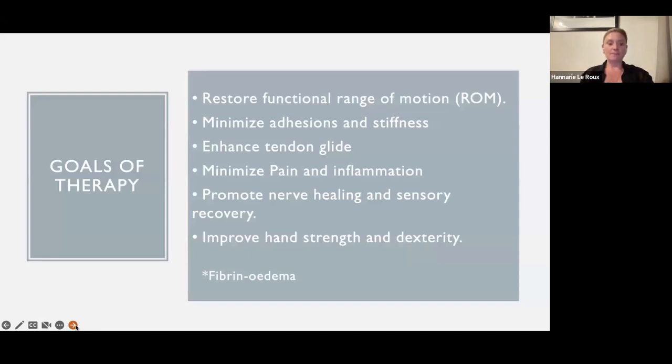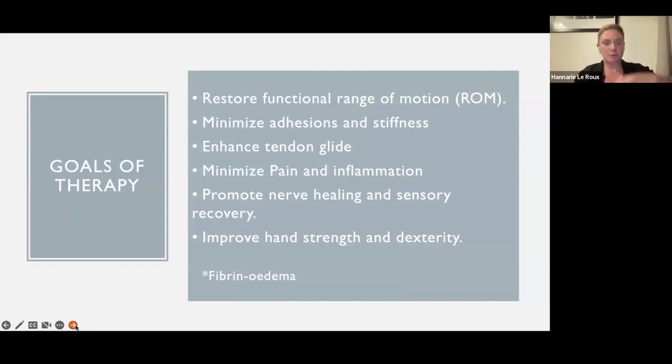Minimize pain and inflammation. A lot of times this is psychological, and you need to address that part. You need to educate very, very well so that the patient can minimize their pain. You cannot minimize someone's pain for them. They need to understand, okay, I'm not hurting myself, I'm actually doing good. You need to make them understand, and I'll explain that now. Promote nerve healing and sensory recovery, and then improve hand strength and dexterity.